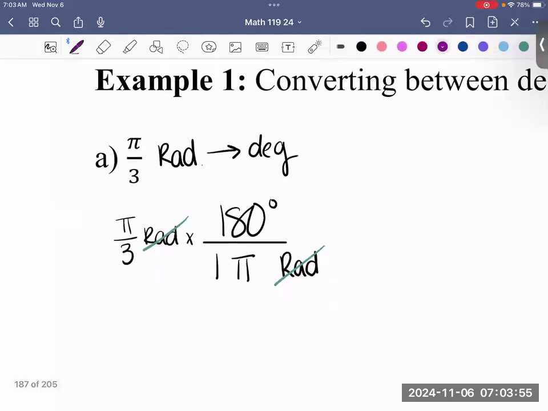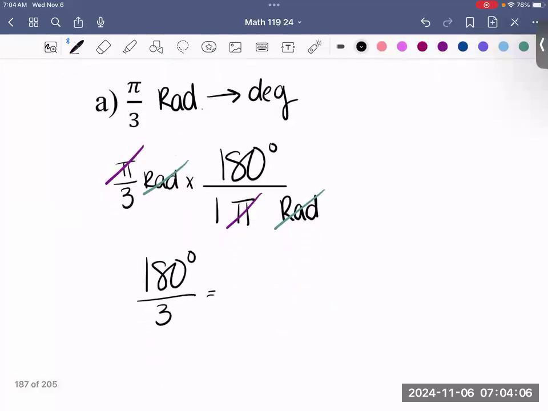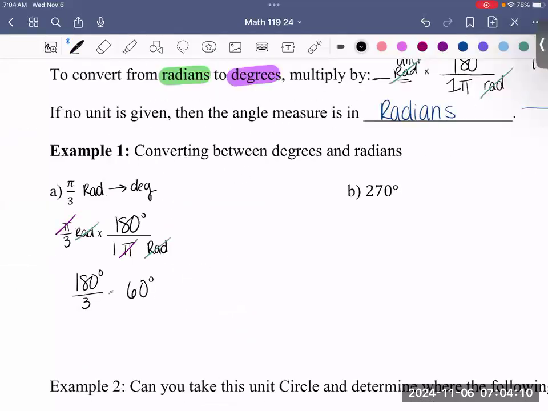Now, what's nice about this particular radian is that your pi will end up canceling. That is not always the case. So we're left with 180 degrees over 3. So 180 over 3 is 60 degrees.